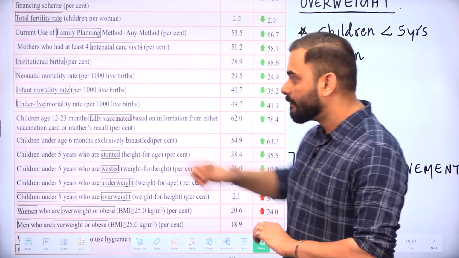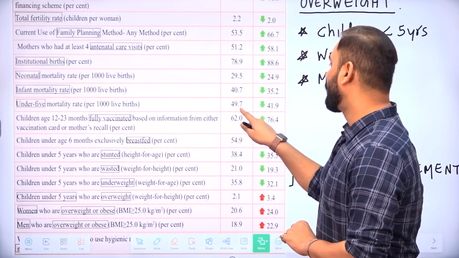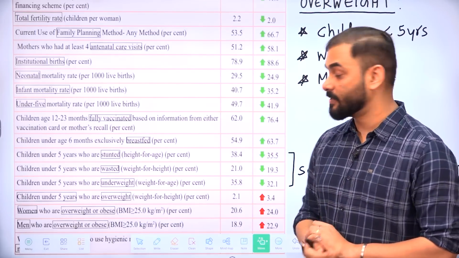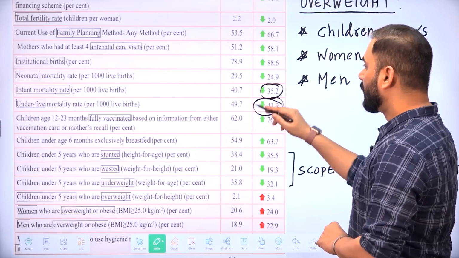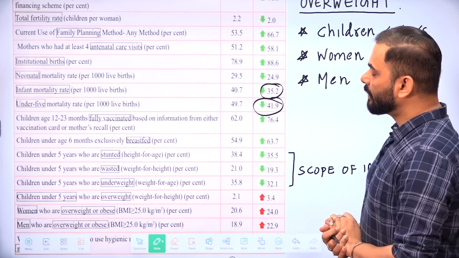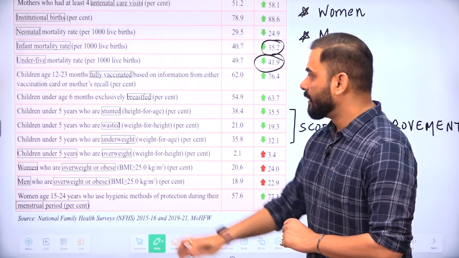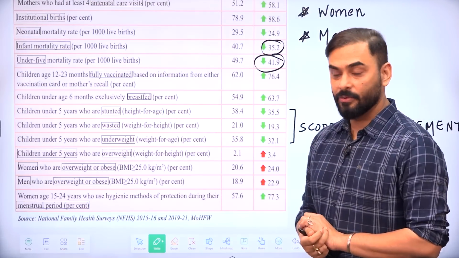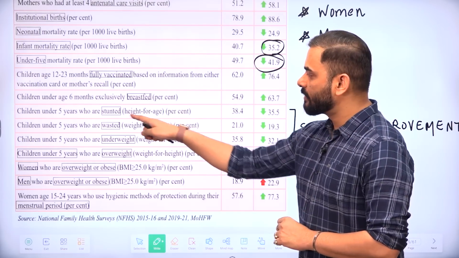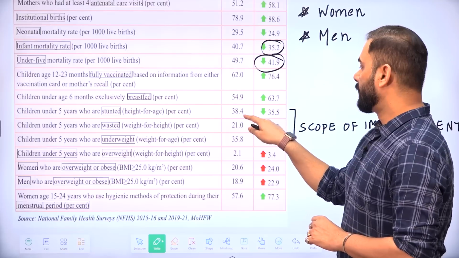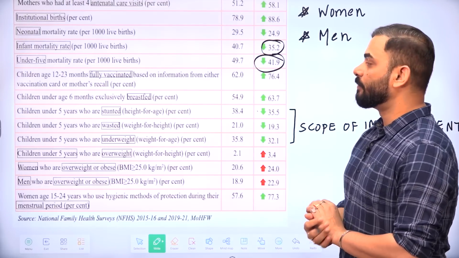Then under 5 mortality rate, so before attaining the age of 5 years, how many children lose life? From 49 it has become 41. We should memorize these two. So we should memorize the infant mortality rate. We should also memorize the under 5 mortality rate. Then we have a figure related to nutrition. See, children under 5 who are stunted, which means for a particular age you should have a particular height. If you don't achieve that, you are called stunted. So the proportion of stunted children has reduced, but I think there is a scope of improvement here.